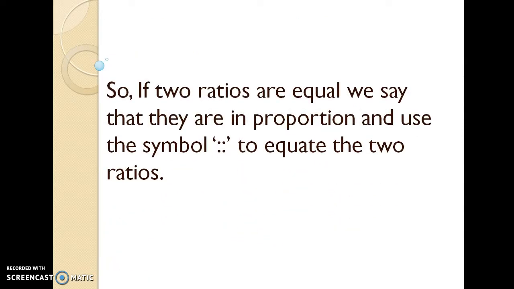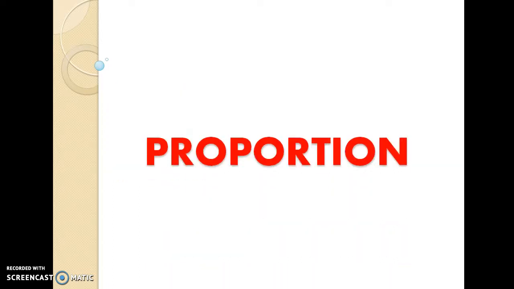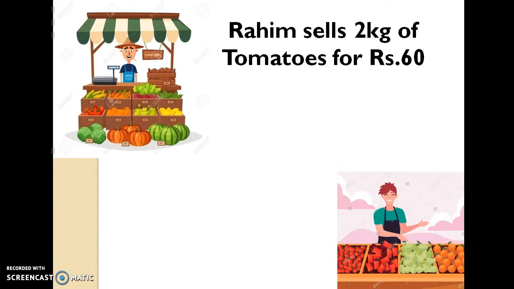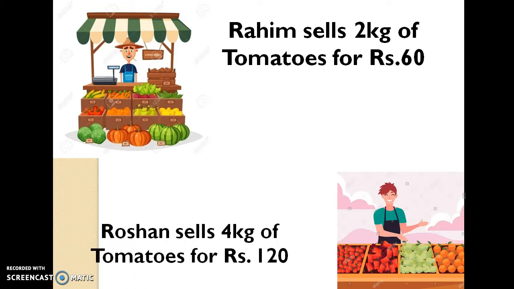So if two ratios are equal, we say that they are in proportion and use the symbol, this double colon, to equate the two ratios. So this is the symbol that we use in order to equate the two ratios. Since you already know about proportion, let us learn more about it in our topic, proportion.